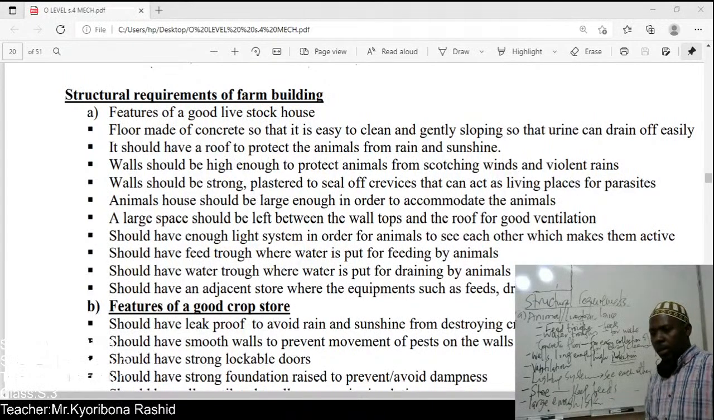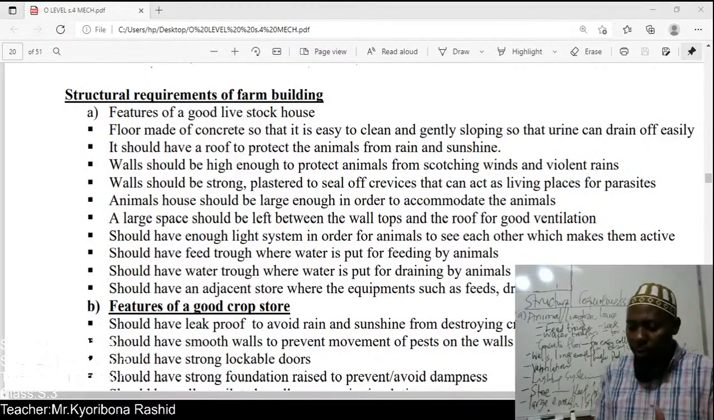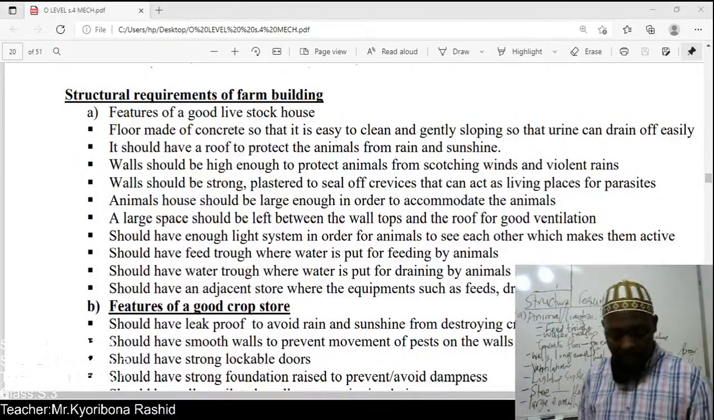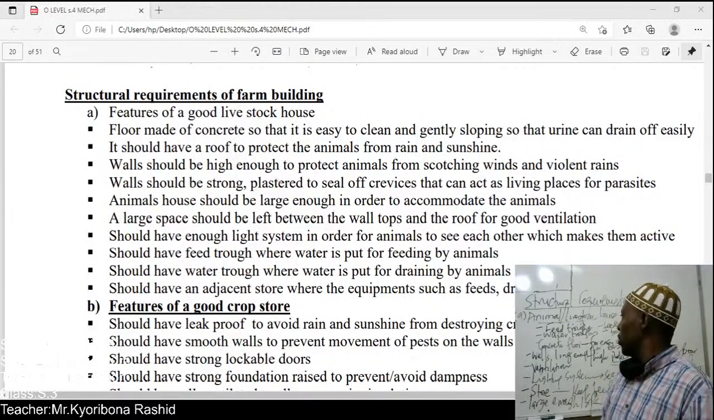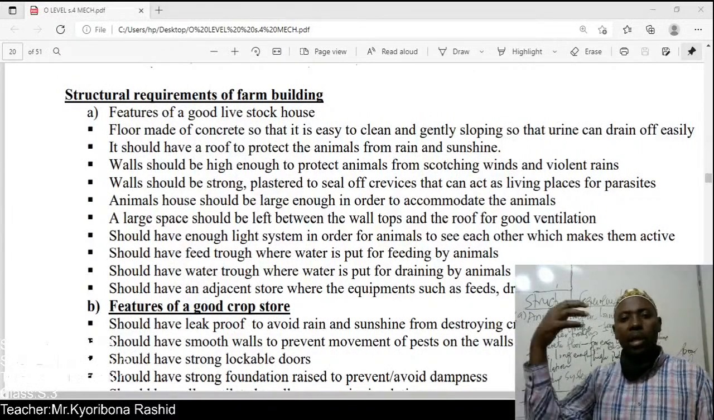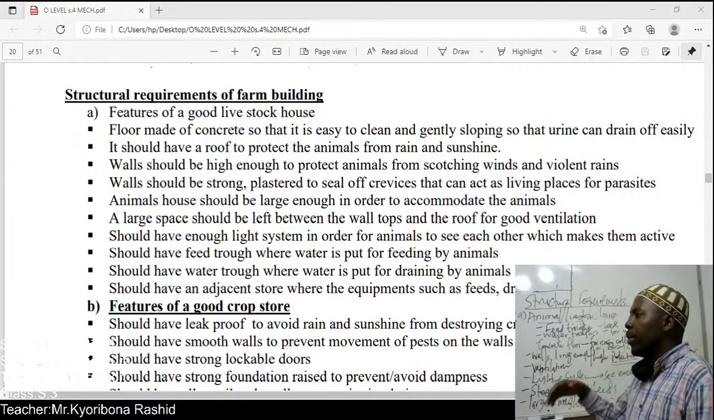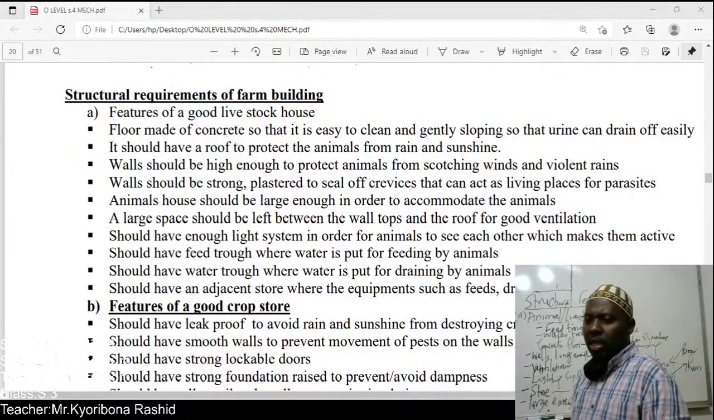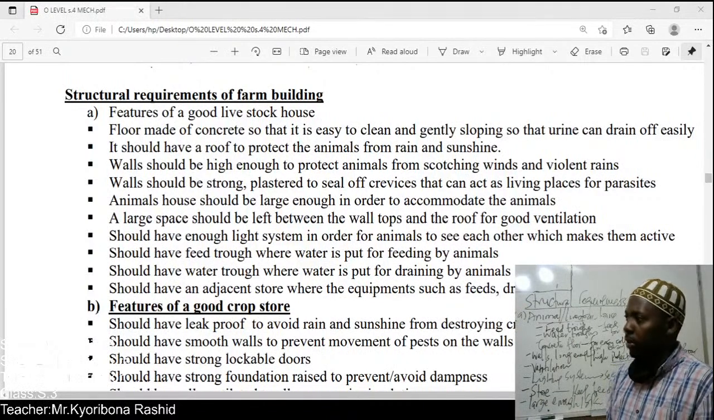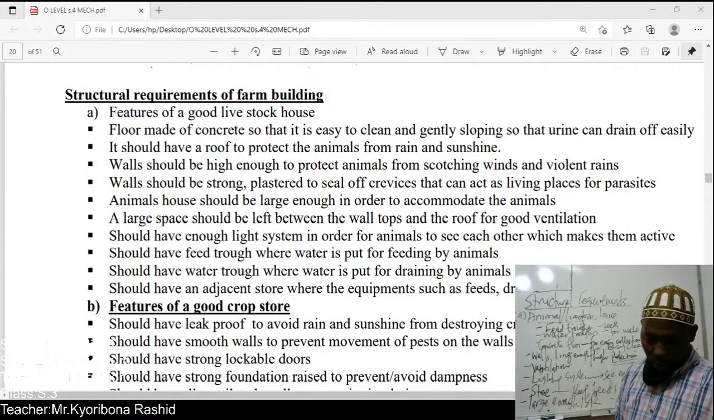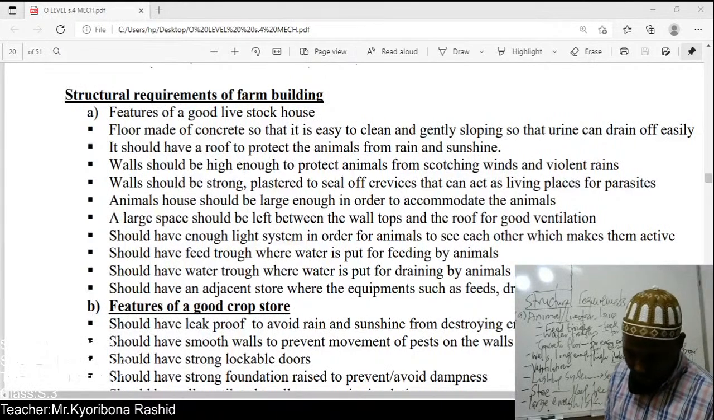Okay. So animals should not be congested. Okay, they will be stressed. Animals should not be stressed, be it the birds, be it the rabbits, be it the goats. They should not be so much congested, because they will be stressed, and this will affect the production.